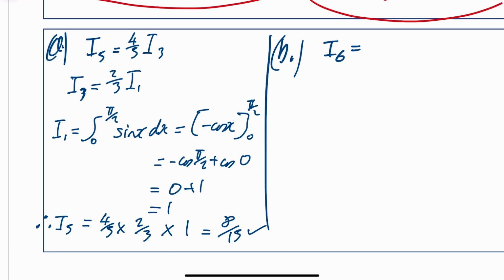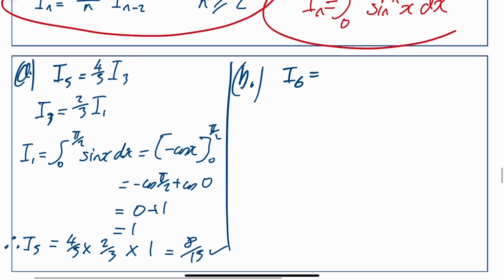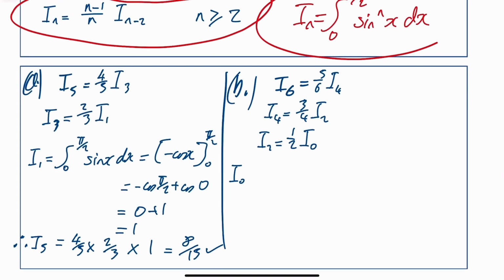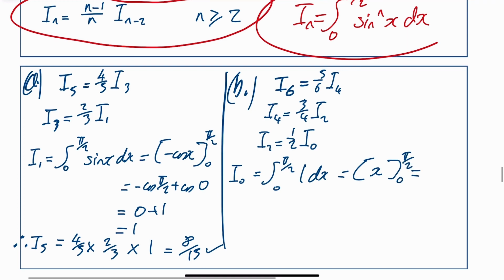Okay, I think the next one's actually a wee bit easier, the I6. So we'll use this reduction formula on the left again. I6 will be equal to 5 over 6 times I4. I4 is equal to 3 over 4 times I2. And I2 is 1 over 2 times I0. And for I0, put 0 into this formula on the right-hand side. Sine to the power of 0 is just 1, so it just becomes the integral between pi over 2 and 0 of 1 dx, which is just x between pi over 2 and 0, which is just pi over 2 minus 0, which is just pi over 2.